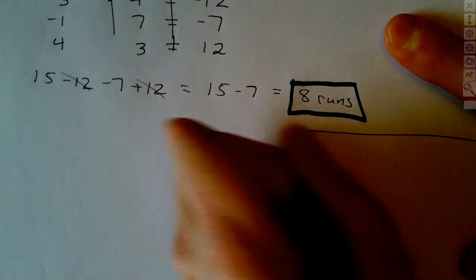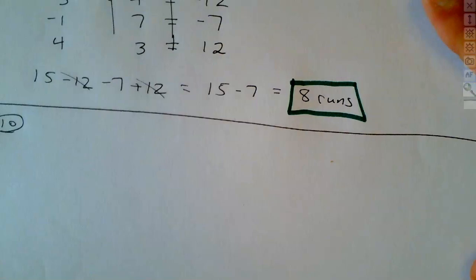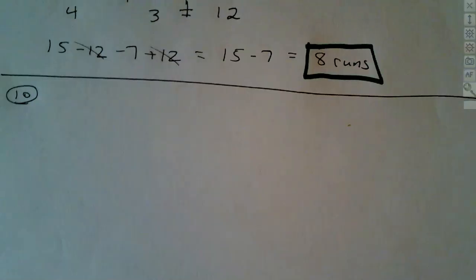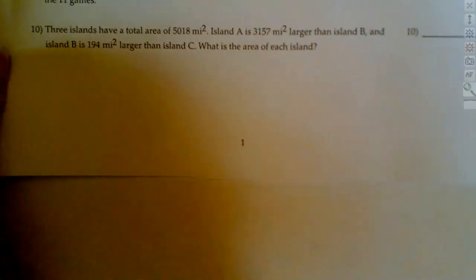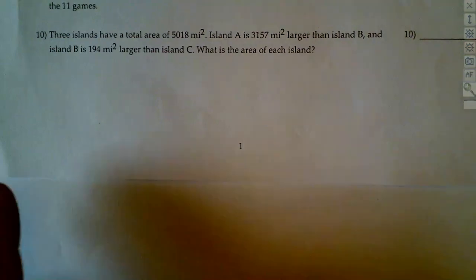Question 10, we're looking at islands, and we're looking at the area of these islands. So question 10. This works with a total. So we've got 3 islands, and they have 5,018 square miles total. Island A is 3157 more than Island B, and Island B is 194 larger than C. What is the area of each island?